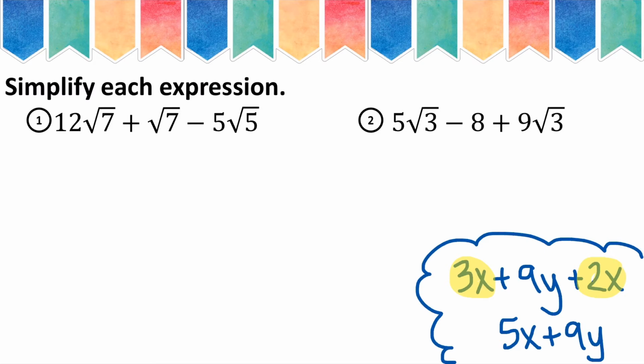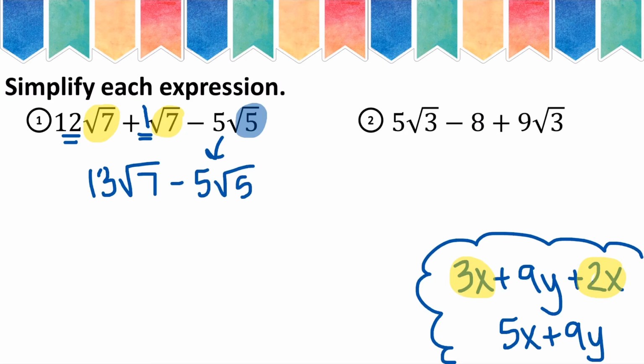I look at the square roots. This is a square root of 7, a square root of 7, but here is a square root of 5. I can only combine them if they have the same square root. So here I will combine 12, and this would be like a 1. So 12 plus 1 makes 13 square root of 7, and this part just comes down. And this would be our final answer.